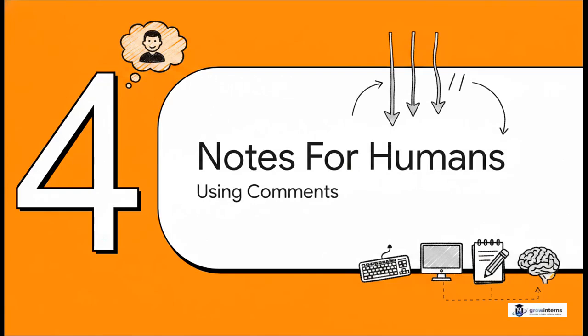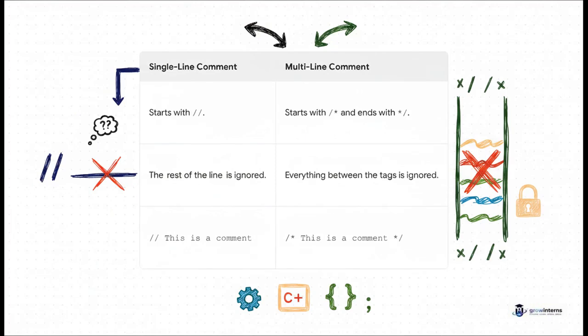Okay, one last thing. As our programs start getting bigger and more complicated, we're going to want a way to leave notes for ourselves or for other programmers. That's where comments come in. Comments are lines of text that the computer will 100% ignore. They're purely for human eyeballs. And you've got two main flavors of comments. For a quick short note, you just type 2 forward slashes, //. Anything after those slashes on that one line is completely invisible to the compiler.